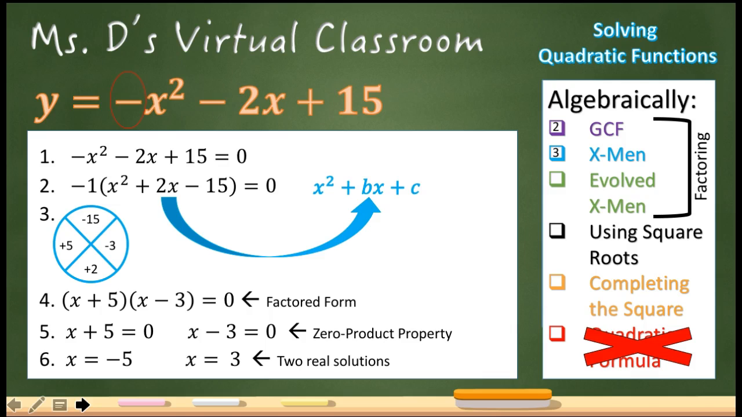To check, I'm going to plug negative 5 into the equation and see if I get an answer of 0. I get negative 25 plus 10 plus 15, which does equal 0. If I plug 3 into the equation, I get negative 9 minus 6 plus 15, which also equals 0.